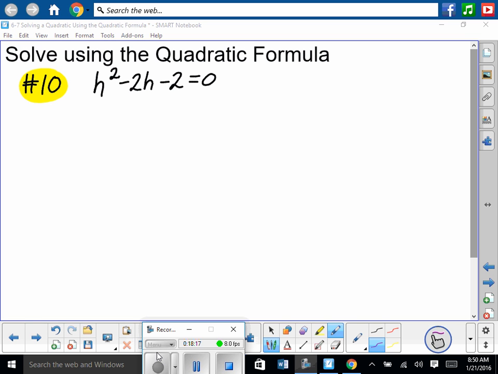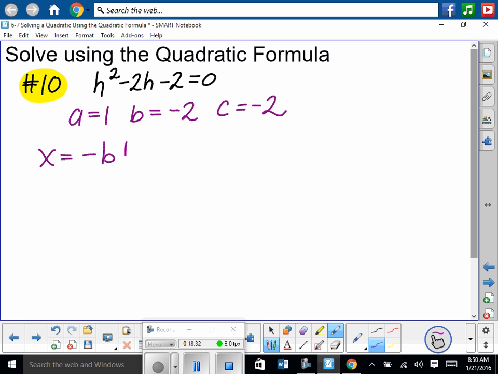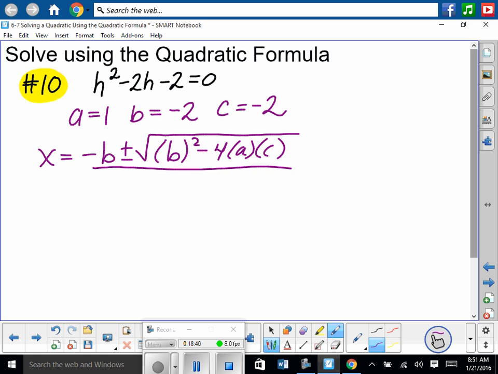So once again, solve these using the quadratic formula. You have to first make sure it's in standard form and set equal to 0. My a value is 1, my b value is negative 2, my c value is negative 2. x equals the opposite of b plus or minus the square root of b squared minus 4ac, all over 2a.